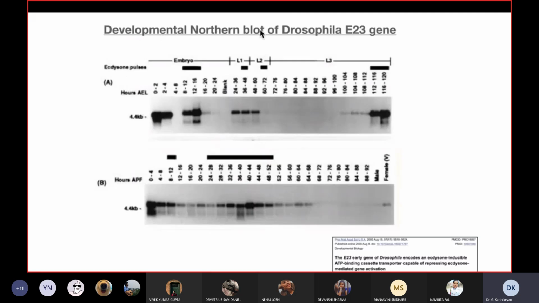This is a developmental northern blot of a gene called E23 in Drosophila. This is from my first publication, and this is really cool. This is the E23 gene during the developmental time course of the organism, from right when the egg is laid, over here in the first lane, to over here when they emerge from the pupa case as adults, male or female. And you can see how this gene is tightly regulated through time. It's regulated by a hormone called ecdysone. Every time you see these black bars, that's when the ecdysone is turned on inside the organism.